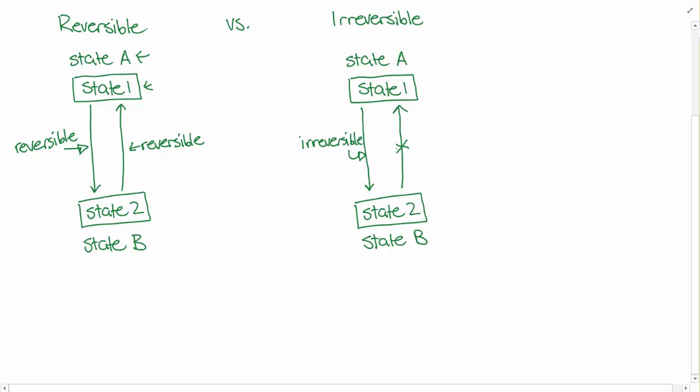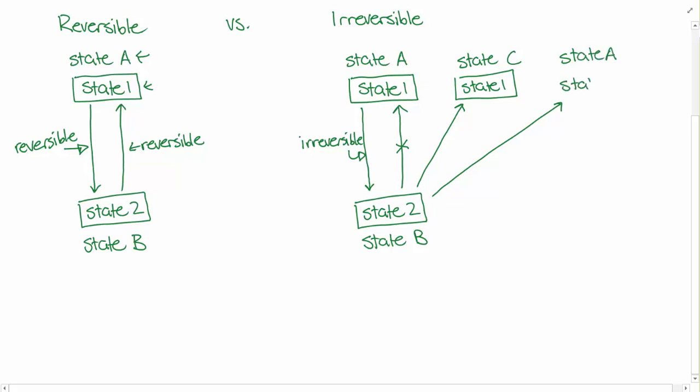We can, however, restore our system to its starting state, so we could get to state 1 through some pathway, but the surroundings would be in some other state than we started, so state C. Or we could get back to state A of the surroundings, but our system would be in some new state. So for an irreversible process, we can't simultaneously get our system and the surroundings back to their starting state.